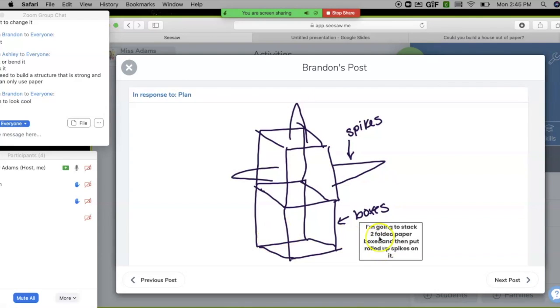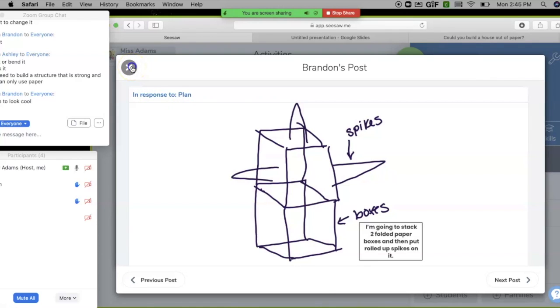All right, so Brandon said, I'm going to stack 2 folded paper boxes and then put rolled up spikes on it. Okay, so we've got our 2 boxes here that Brandon's going to do. He's going to stack them. He's folded the paper to make it a little bit stronger, and then he's going to create some spikes. That is a really good idea. I like how you folded the paper to create a wider base so it can stand up by itself.